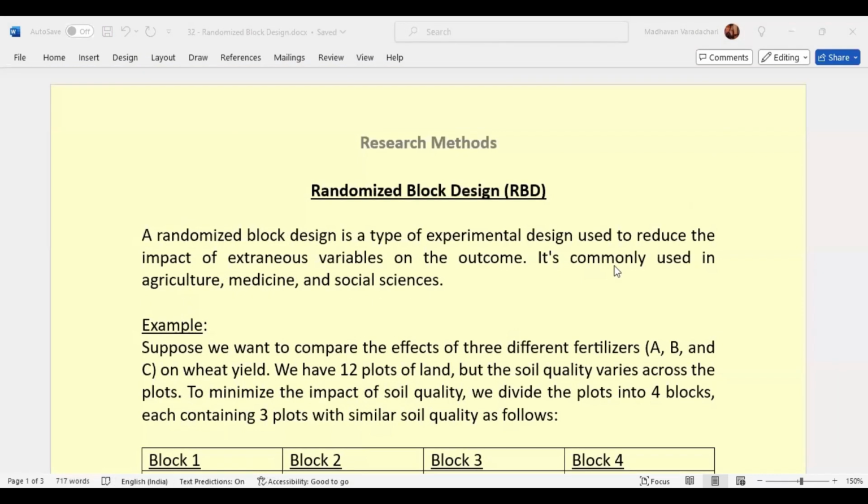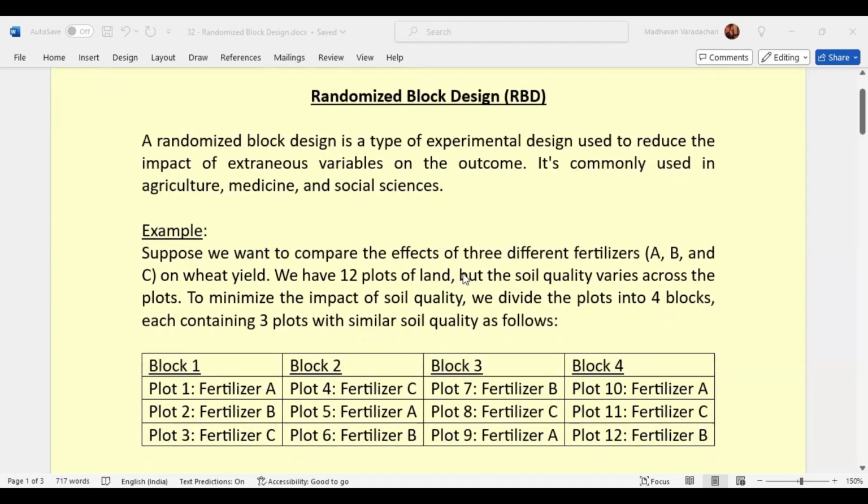The next design is the Randomized Block Design, abbreviated as RBD. It is a type of experimental design used to reduce the impact of extraneous variables on the outcome. It is commonly used in agriculture, medicine, and social sciences. Let us understand this with an example. Suppose we want to compare the effects of three different fertilizers, A, B, and C, on wheat yield. We have 12 plots of land but the soil quality varies across the plots.